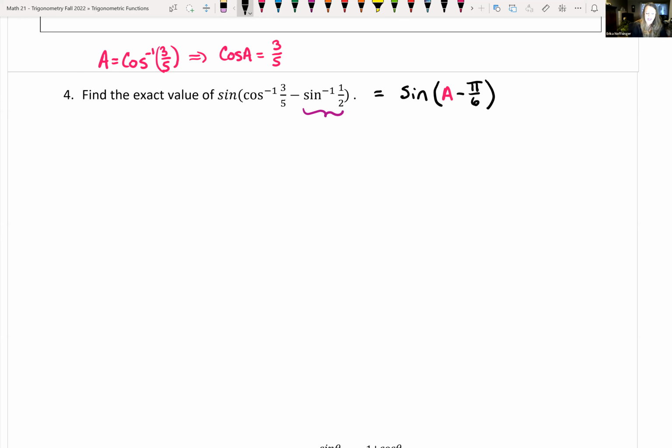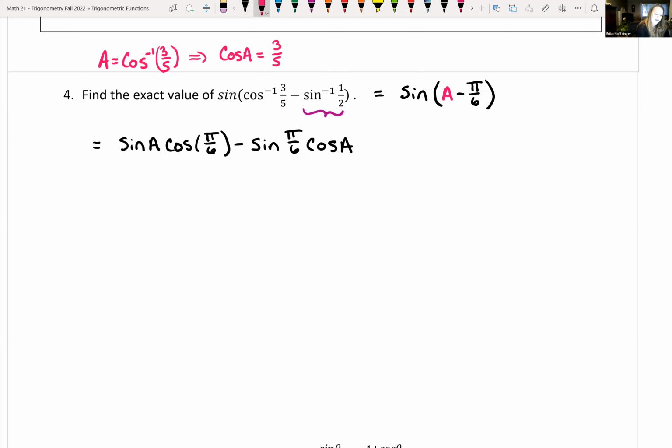So I notice here I have a difference of 2 angles for sine. I can rewrite that as sine of the first, A, cosine of the second, which is pi/6. Same sign in between, minus sine of the second, which is pi/6, cosine of the first, which is A.